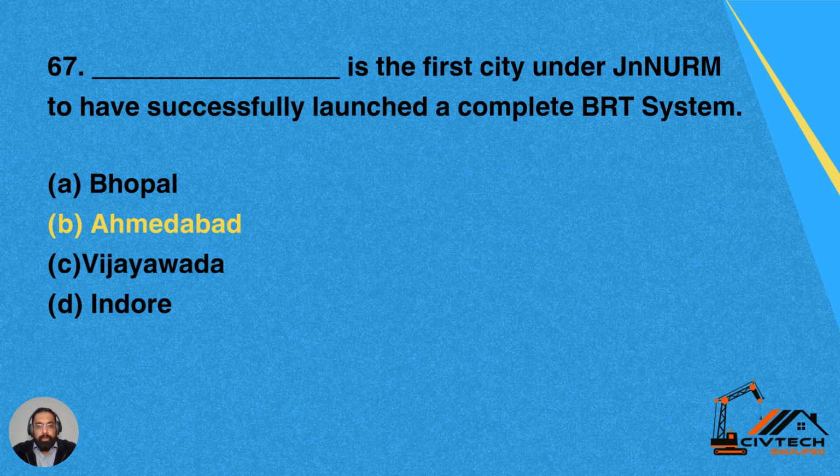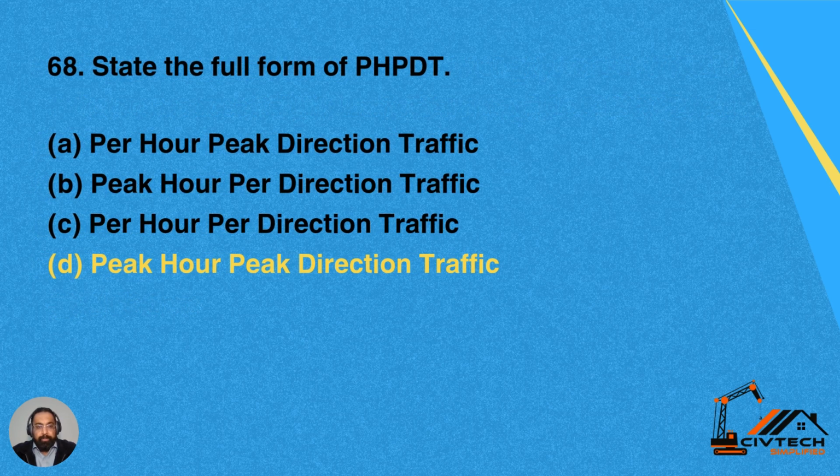So A is the correct answer for this question. 67. Dash is the first city under JNURM to have successfully launched a complete BRT system. Option A, Bhopal. Option B, Ahmedabad. Option C, Vijayawada. Option D, Indore. So Ahmedabad is the first city to have successfully launched a complete BRT system. So B is the correct answer.